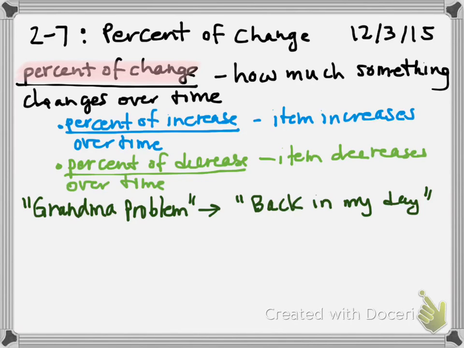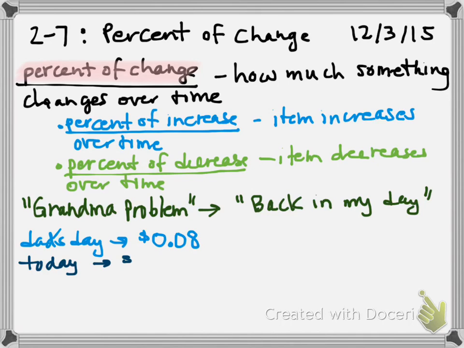So back in my dad's day, bread cost, and because he would get change back from the dime, that meant bread had to be less than a dime. So I'm going to just say that the cost of bread was 8 cents. Okay? And then today, I'm going to say that on average, bread's going to cost $3.